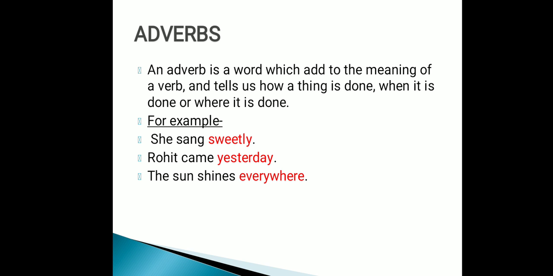The sun shines everywhere. Where does the sun shine? Everywhere. Shines is a verb here and everywhere is an adverb. So, an adverb is a word which adds something to the meaning of a verb. Whenever we ask any question from the verb, like how a thing is done, when it is done, or where it is done, whatever we get as the answer, that is an adverb.